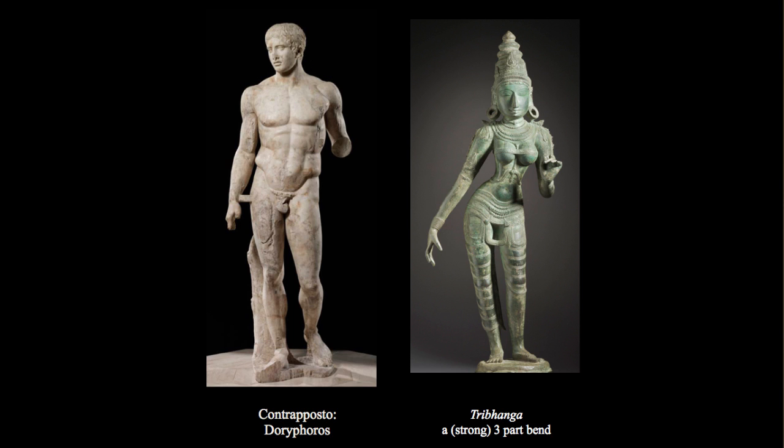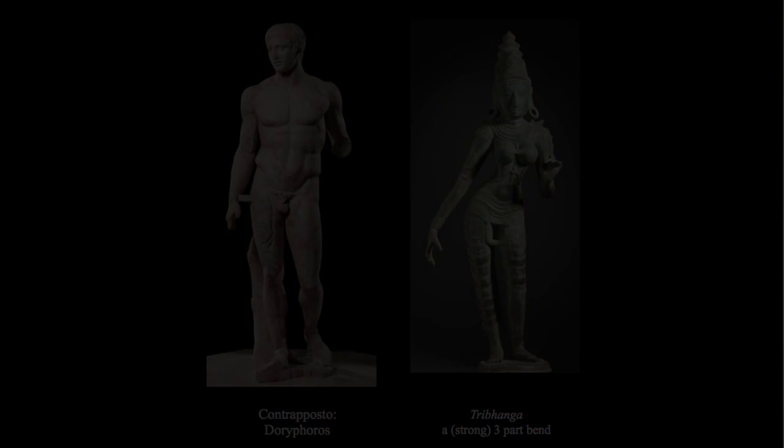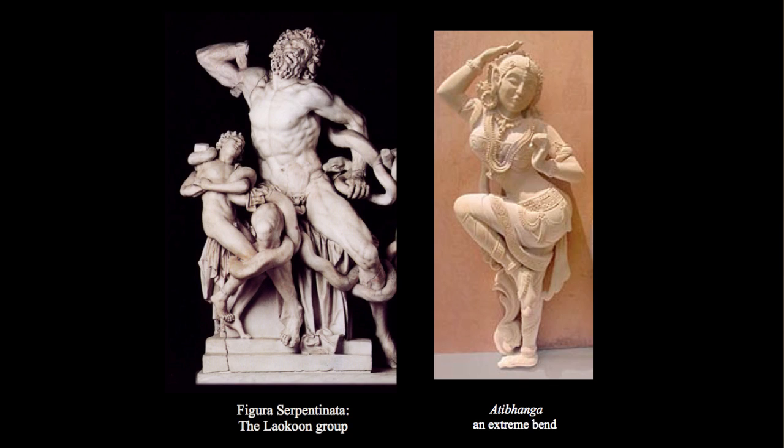Then you push it a little bit further, and you end up with the contrapposto in the West, such as we saw with the Doryphoros, or the tribhanga, the strong three-part bend in Hindu sculpture. And finally, we can push that even further into something like the figura serpentinata in the West, and that twisting that you get can be compared to an atibhanga pose that you see here in this dancing figure from India.